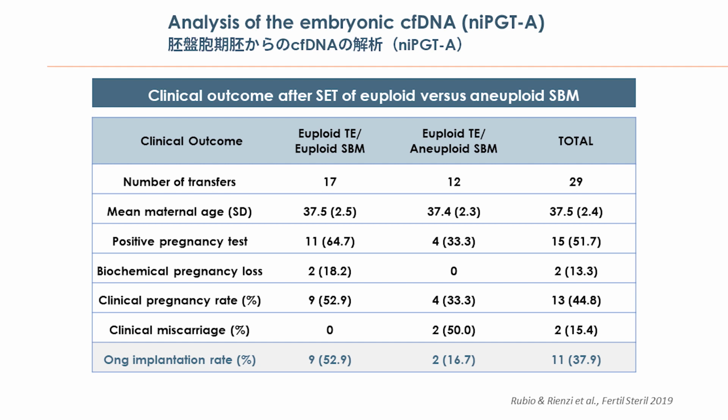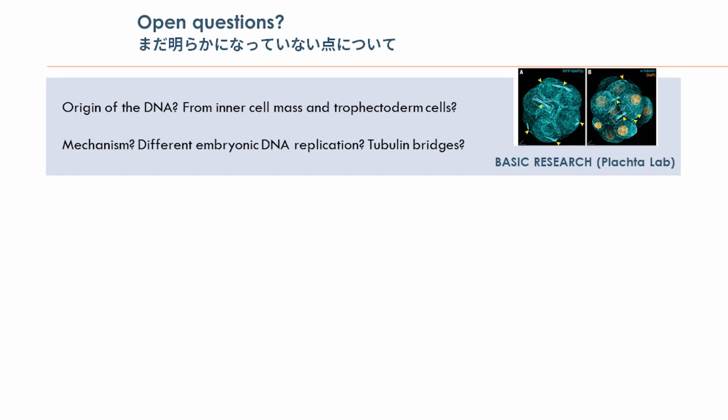That is very important. So these were our basic studies, and we want to understand more about the origin of this DNA. First, if this DNA came mostly from the inner cell mass or the trophectoderm cells, and also we want to understand the mechanisms. We don't know if the mechanisms of DNA replication are different at the embryo level than at the somatic levels. Maybe during embryonic replication, there are small fragments of DNA that are released.